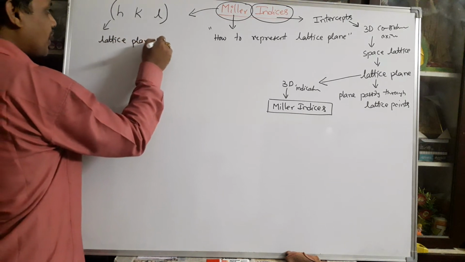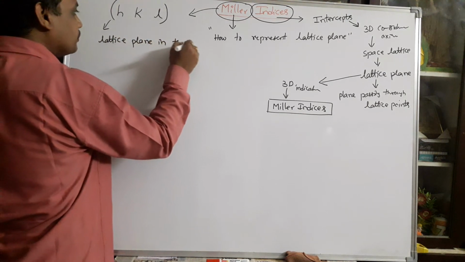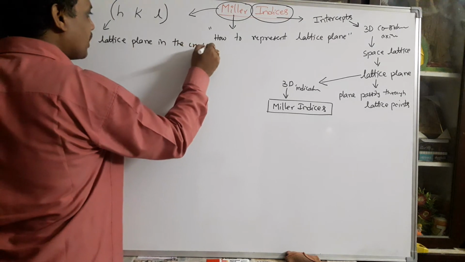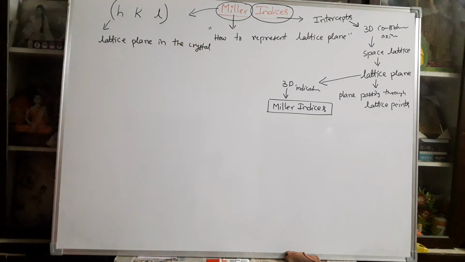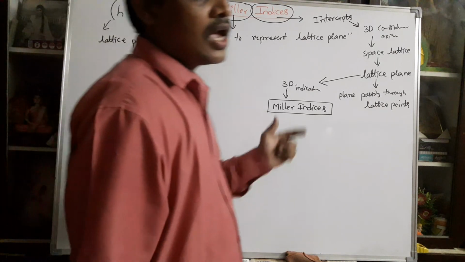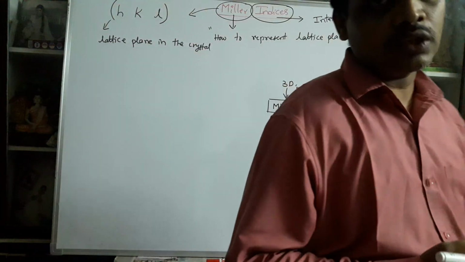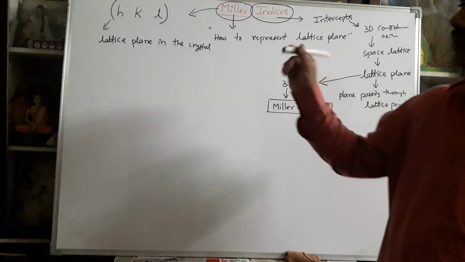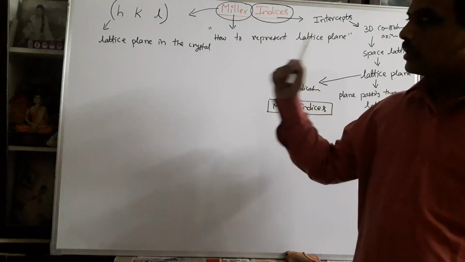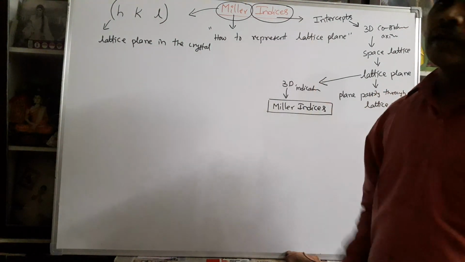a lattice plane in the crystal. So in the crystal you can represent the lattice plane by using the three letters h, k, l, which are included within curved brackets. Those curved brackets indicate Miller indices.